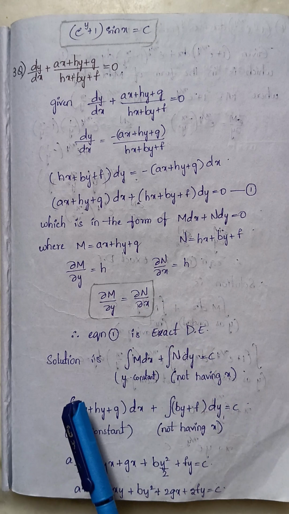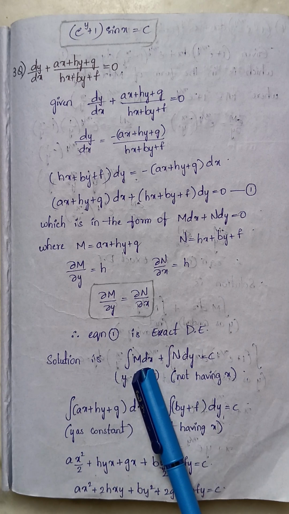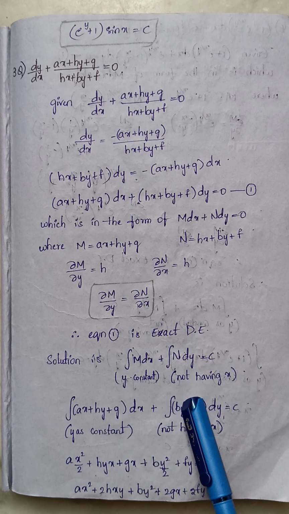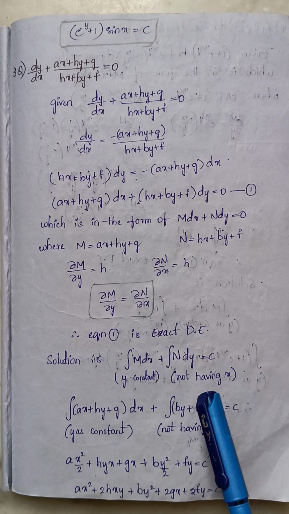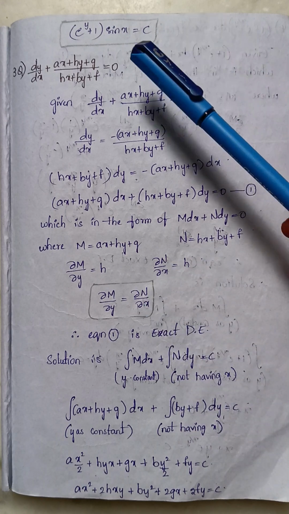In this case, the solution will be the integration of M dx plus N dy, where in M, y is taken as constant, and in N we take only the terms not having x. So this is the solution for an exact differential equation. Let us see this problem.